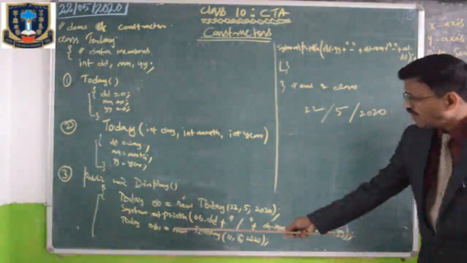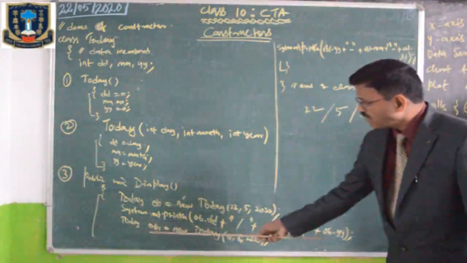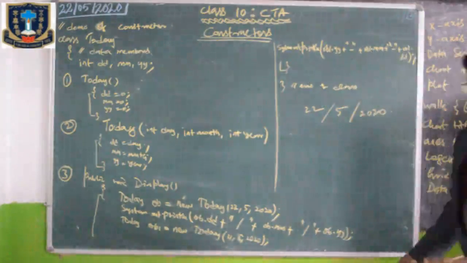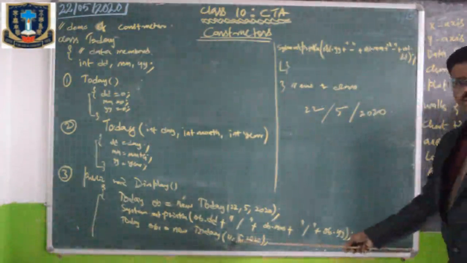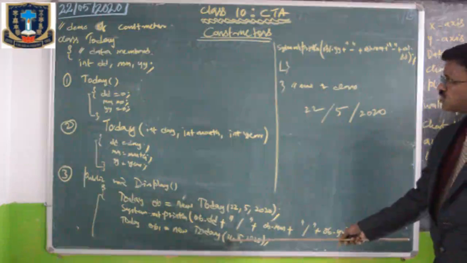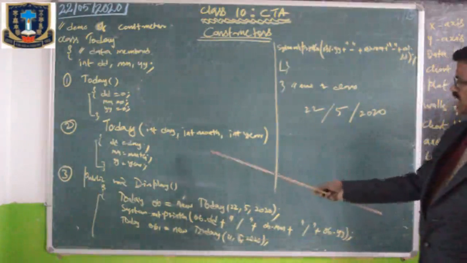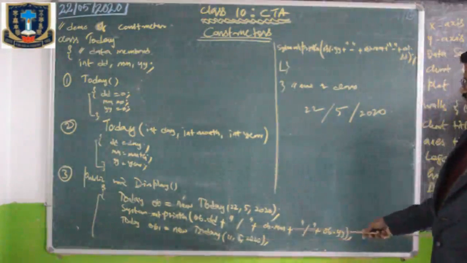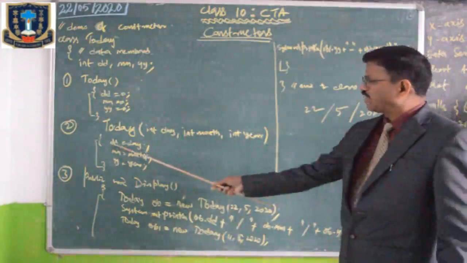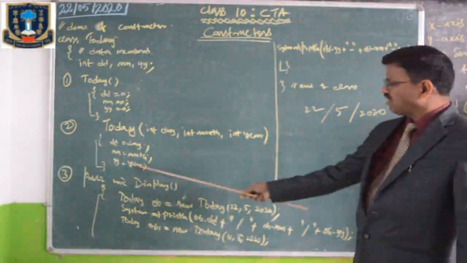Please note, I am creating the second object. The first object was ob. I am creating one more object called ob1. What details are there? Again, three pieces. What is the first piece of information? 31 will be stored in dd, the day. 5 will be stored in month. 2020 will be stored in year. Once stored, what is the day value? 31. The month value will be 5. The year value will be 2020.